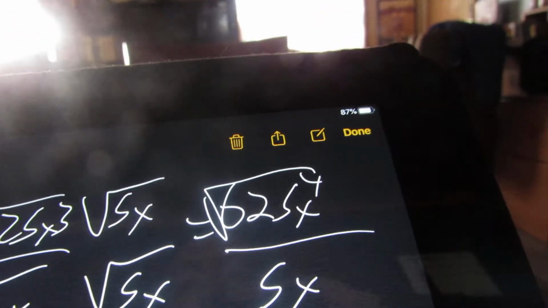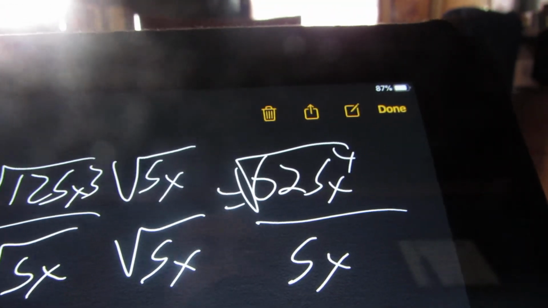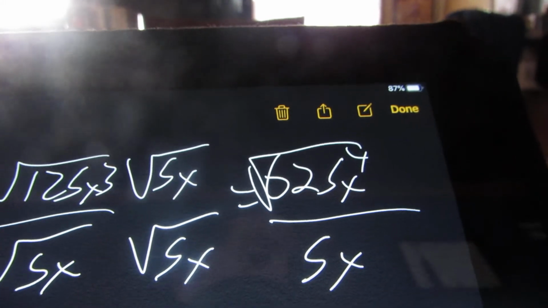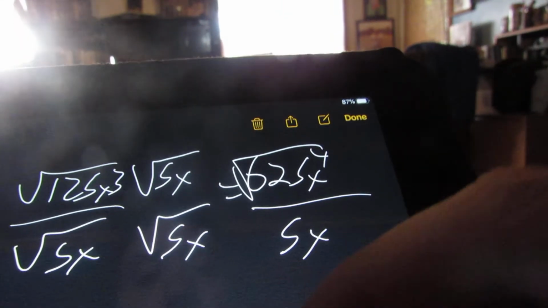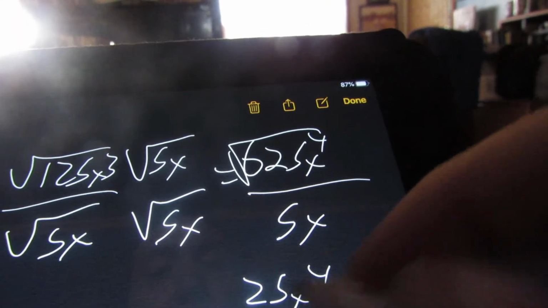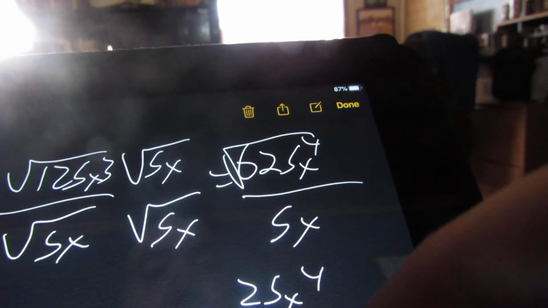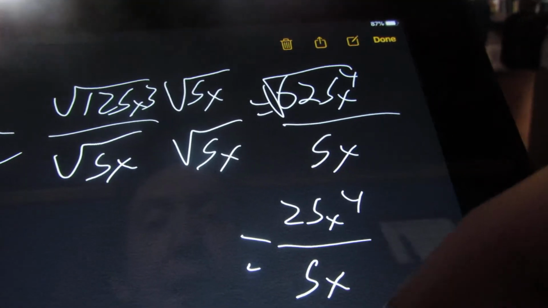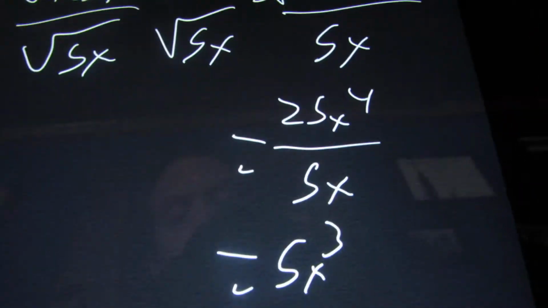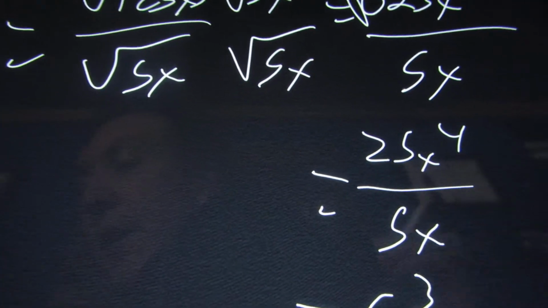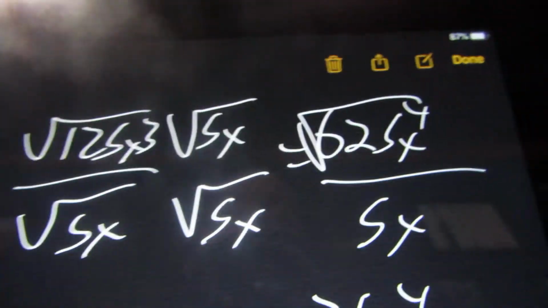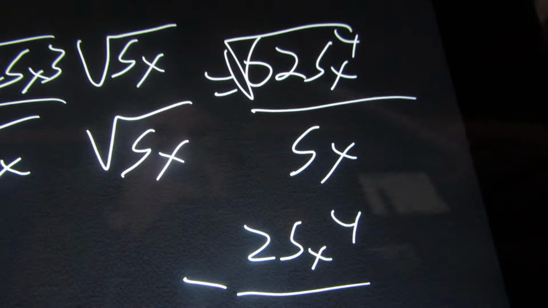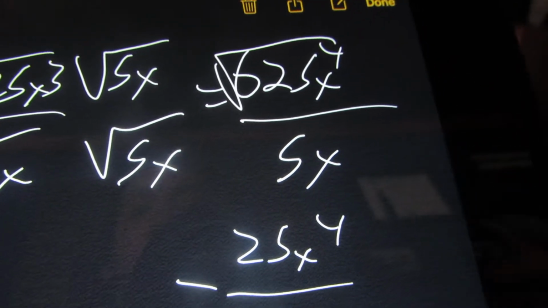5 times 125 is 625. So if we knew that the square root of 625 is 25, we could do that. And we would get 25 x to the 4 over 5x. And then divide and get 5x to the 3. But it would have been a lot easier had we just divided 125 by 5 and not had to worry about all this.